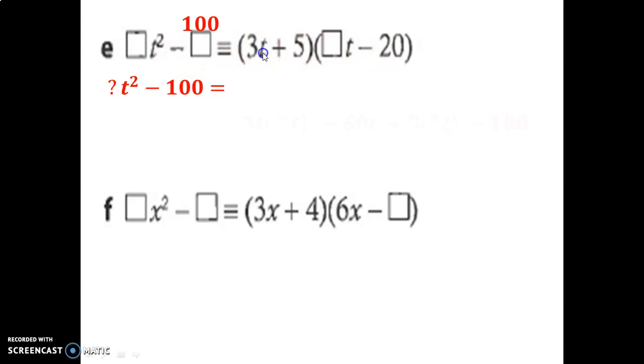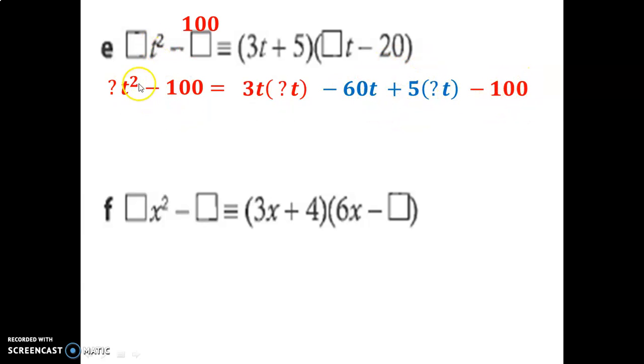If I expand this, I have 3t times this question mark t. And then I have 3t times -20, which is this. And then I have 5 times this question mark t. And then I have 5 times the -20 is there. So here's the two middle terms, the two t things, right? This is going to be our t squared. This is just our constant. And this is going to be our two t pieces.